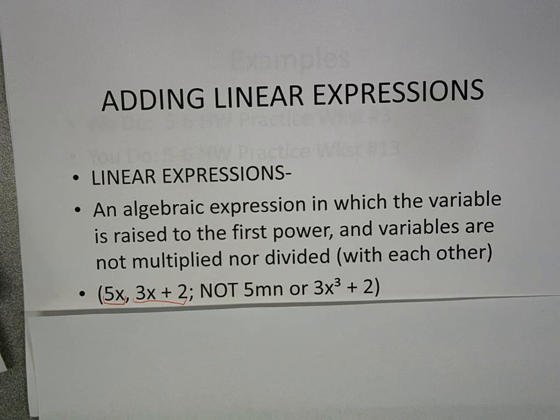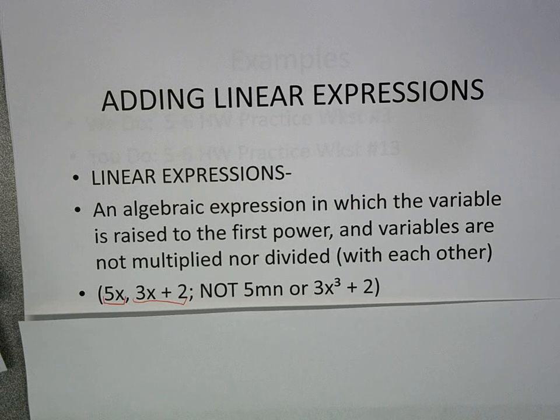If you want to know something that wouldn't be a linear expression, here's what it's talking about. Something like 5mn, 5 times m times n, or 3x cubed plus 2, 3x to the third power. The variable's not to the first power, it's to the third. So those would be things that are not linear expressions. You might be wondering, why are those even called linear expressions? Let's take a look at this.